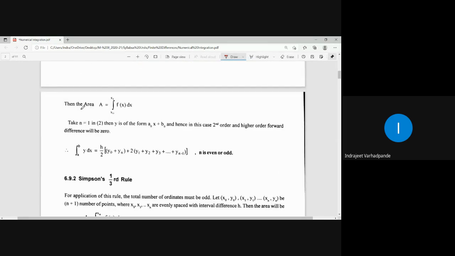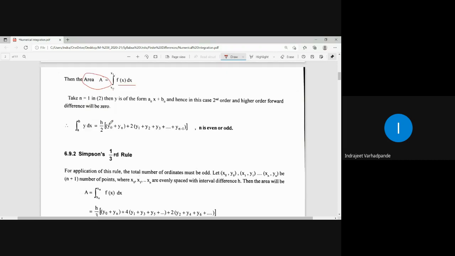Therefore integration representing between x0 to x1 f of x dx is nothing but the area A. So what is the formula when we have to apply the trapezoidal rule? Integral a to b y dx is h by 2 into y0 plus yn. y0 is the initial value, the first value, yn is the last value, and plus 2 multiplied by the remaining values y1, y2, y3, y4 up to yn minus 1.